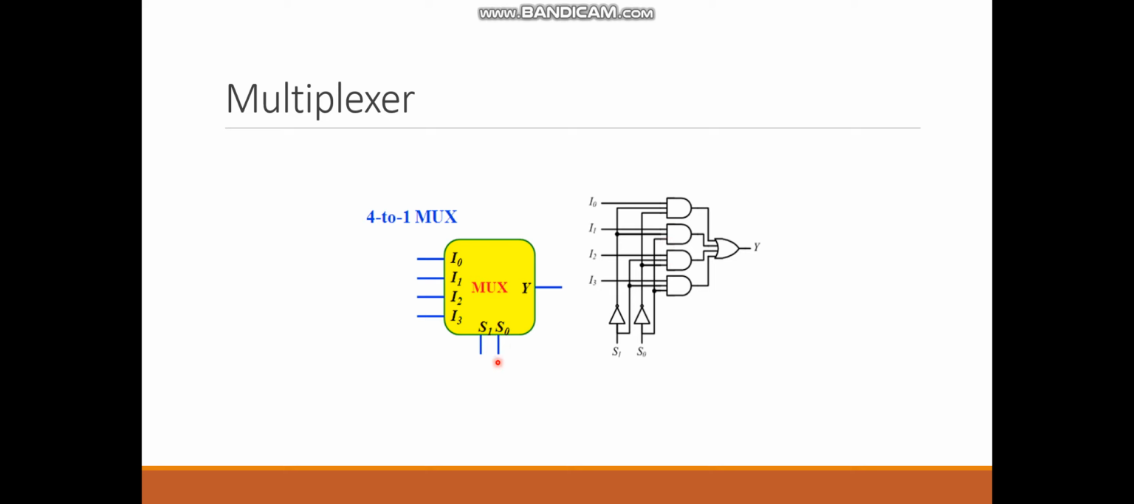But whenever S0 and S1 are 1, this one must be active. 1 and 1 next to each other, when converted to decimal, means 3. So I3 must go to the output, so this one must be active. You can see this is 1 and this is 1, connected to the AND gate. So I3 is connected to that one, and this one is already active because all 3 inputs are 1. So the output is going to be 1, it goes through the OR gate, and Y is going to be 1.